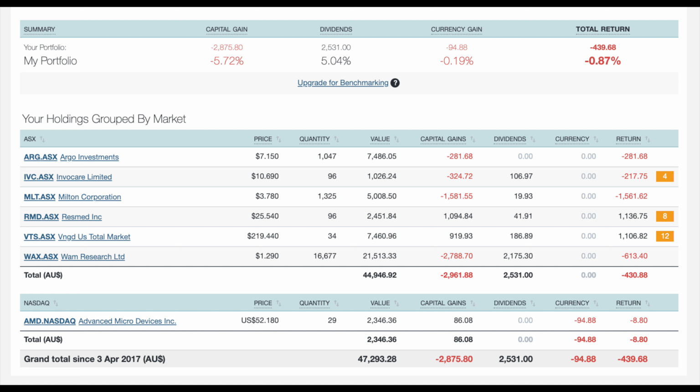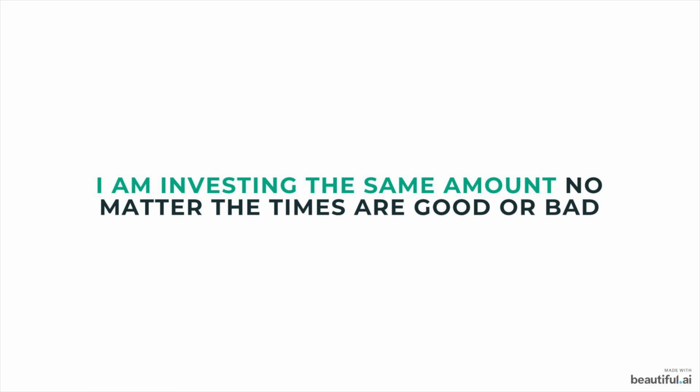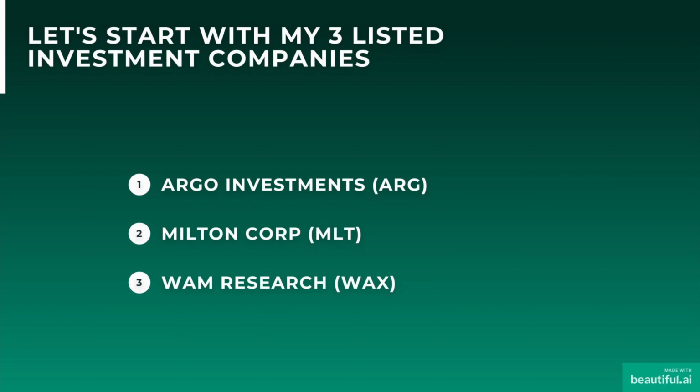Australian dividend stock portfolio. Now, if you haven't seen my US dividend growth investing portfolio, I'll leave a link in the description below. Also, I am dollar cost averaging. It just means that I am investing approximately the same amount into my portfolio, no matter the times are good or bad. So let's start with my three listed investment companies, Argo, Milton, and WAX.